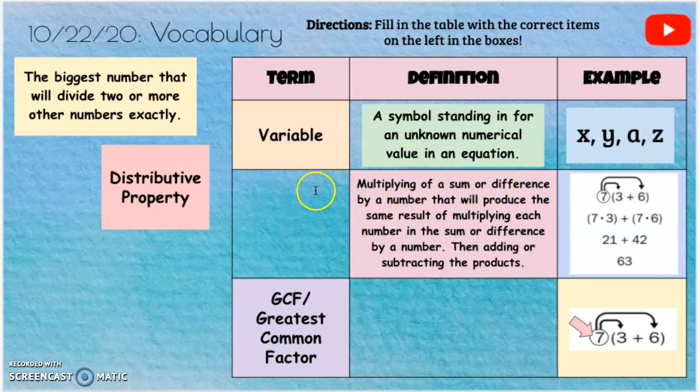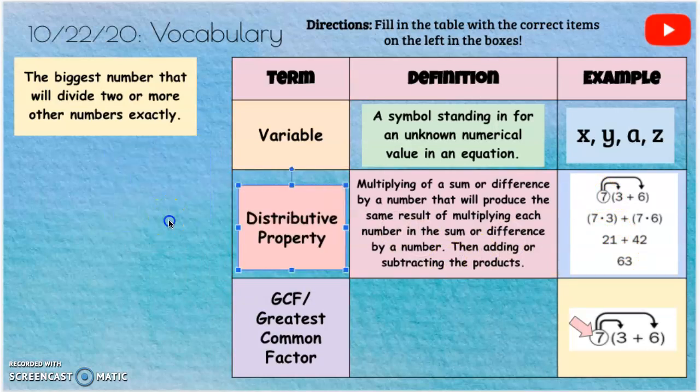All right, let's take a look at the next part. So we have a blank here. The definition is the multiplying of a sum or difference by a number that will produce the same result of multiplying each number in the sum or difference by a number, then adding or subtracting the products. All right, it also gives us an example. So it shows us that it's taking the 7 and it is multiplying it through. It's distributing it. This is actually going to be the distributive property. Yes, it is. We know the distributive property.